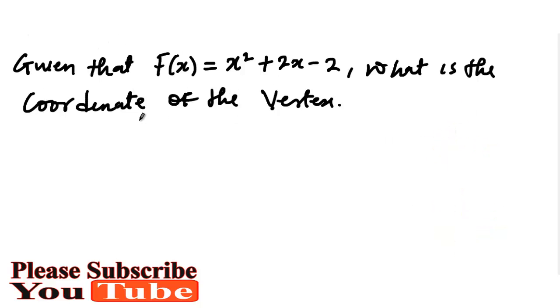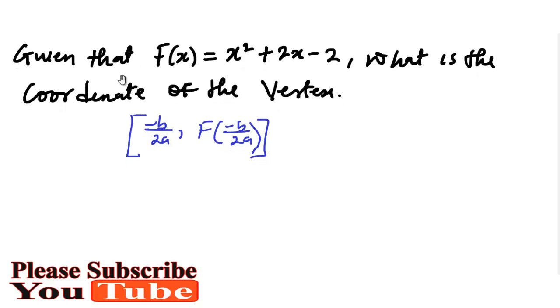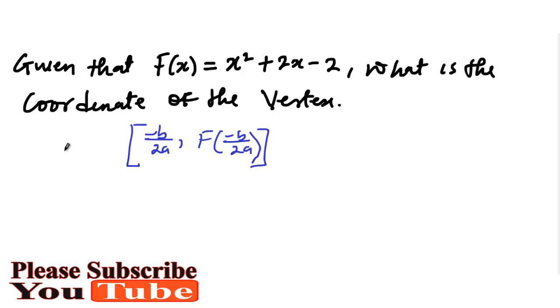Now this question says we have to determine the coordinate of the vertex, right? There's a formula for determining the coordinate of the vertex of a quadratic function, and that formula is given by minus b over 2a, comma f of minus b over 2a. So this is the formula for determining the coordinate of the vertex. Of course, don't forget that minus b over 2a is actually the same thing as the axis of symmetry of the quadratic function.